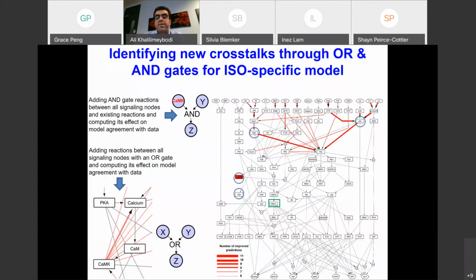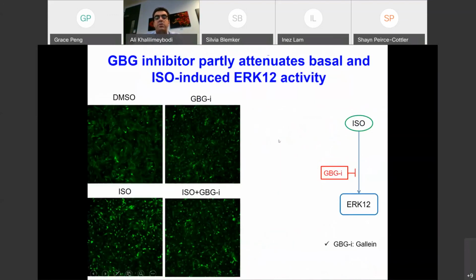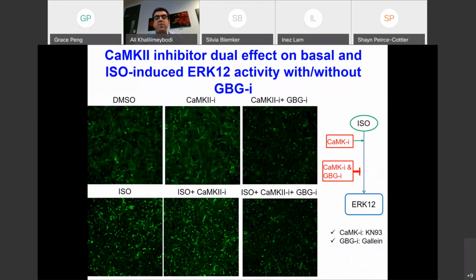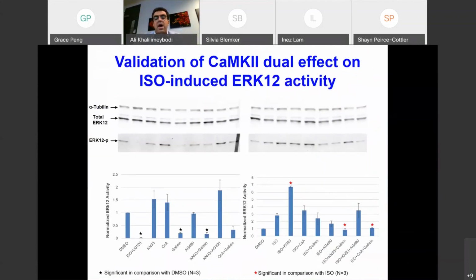So we tested our model prediction, and the results show that by applying G-beta-gamma inhibition, we have a small decrease in the ISO-induced ERK activity. With only CaMKII inhibition, we have an increase in the ISO-induced ERK activity, but with the combination, there is a complete inhibition of the ERK activity. Also, we see similar results for calcineurin, and we validated our qualitative results using Western blot. You can see that ISO combined with CaMKII inhibition and G-beta-gamma inhibition gives a significant decrease in the ISO-induced ERK activity.